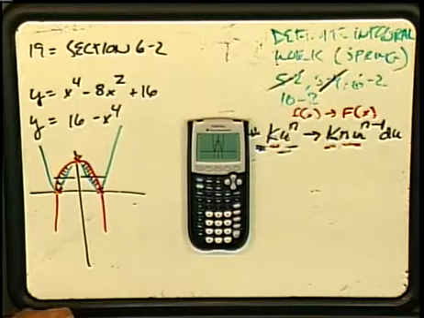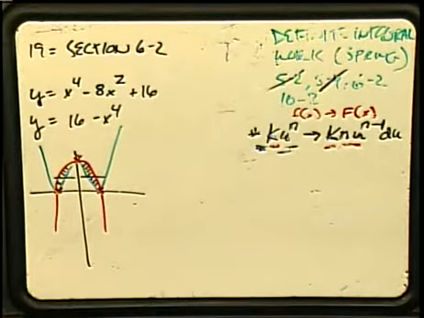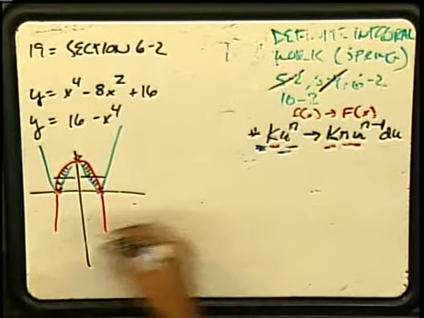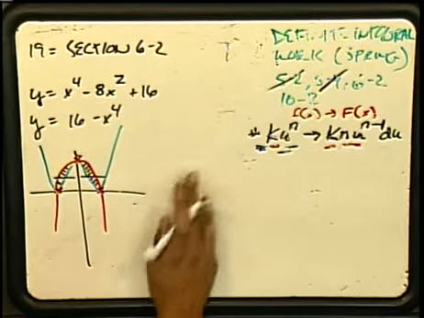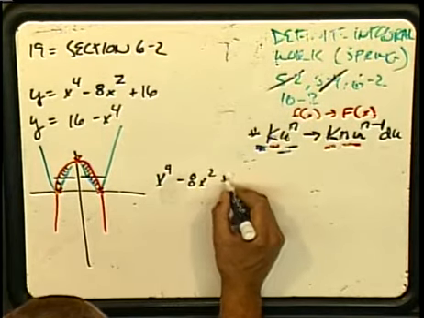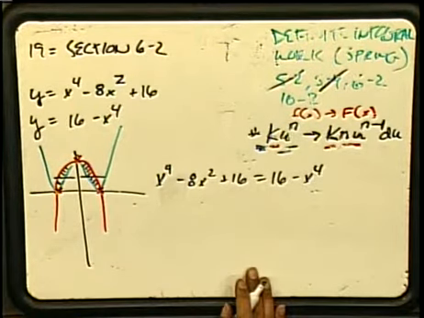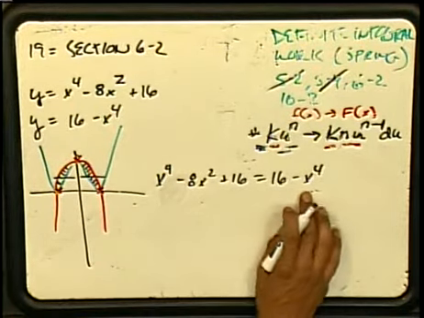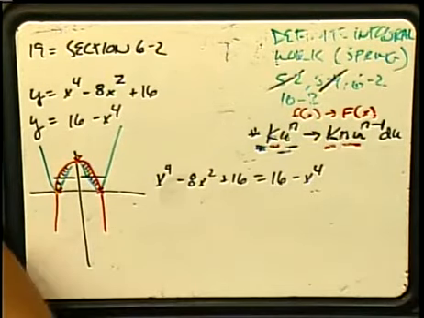Yeah, it looks like the one's x equals 0, I think. But I don't know. I have to figure it out. We can find the intersection, set it equal to each other. x to the fourth minus 8x squared plus 16 equals 16 minus x to the fourth. Can you go in the calculator and do it? It should be easier than that.